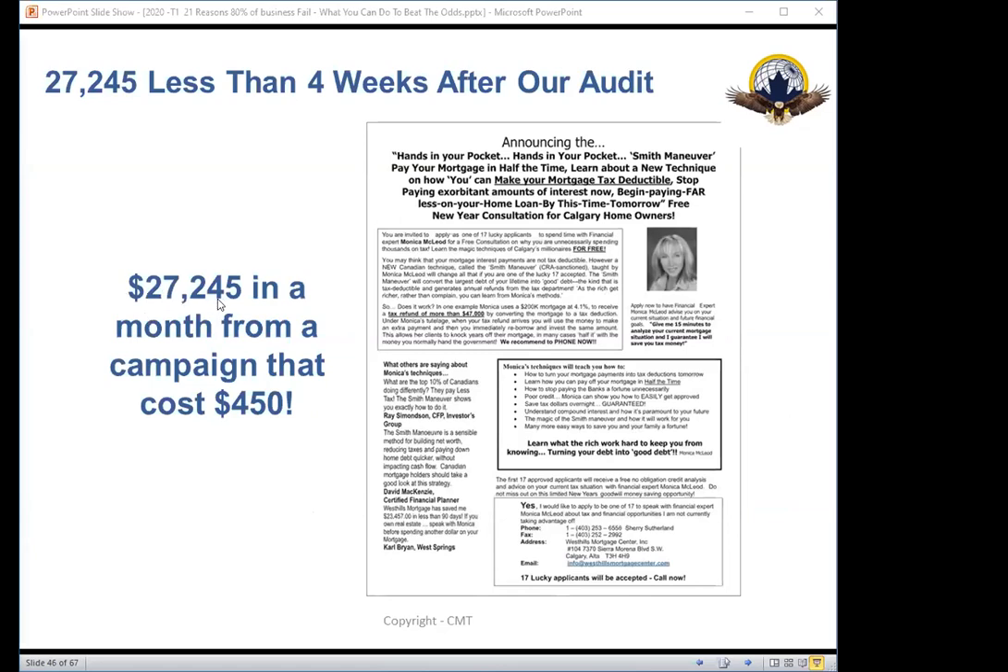They made $27,245 in 1 month from this one campaign. So announcing hands in your pocket, Smith maneuver, pay your mortgage in half the time, learn about the new technique and how to pay your mortgage and make it tax deductible. Stop paying exorbitant amounts of interest. So you can kind of get the idea. This is for one of our Calgary clients. We got a testimonial from this, obviously.